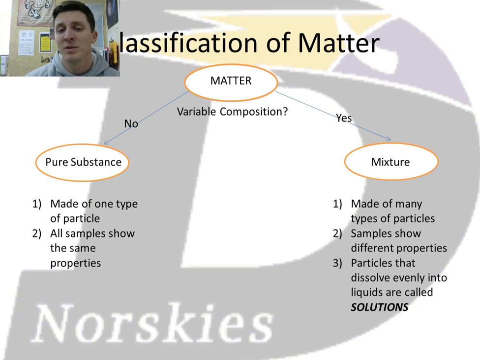So that's the first question we have to ask ourselves. If it's got a bunch of different things in it, it's probably a mixture. If it's made of one pure substance, it's a pure substance. So understand that that's different. Examples of pure substances, elements would be an example of pure substances. So just keep track of that, and we'll talk more about those terms later.